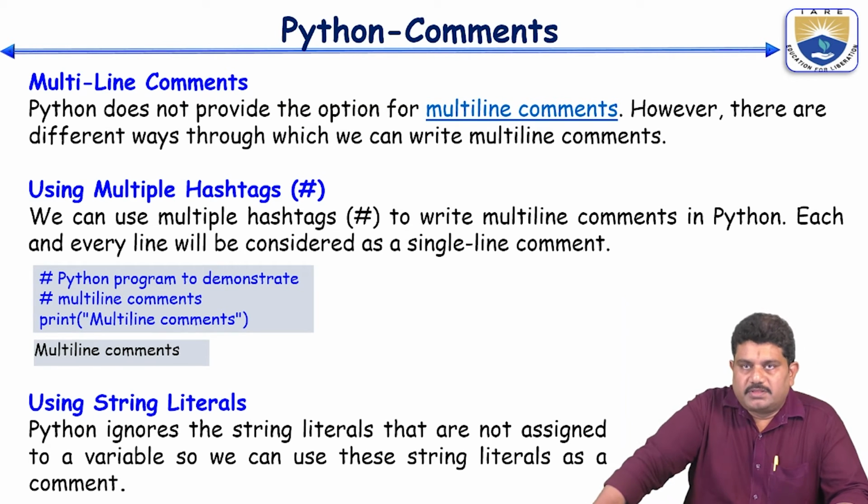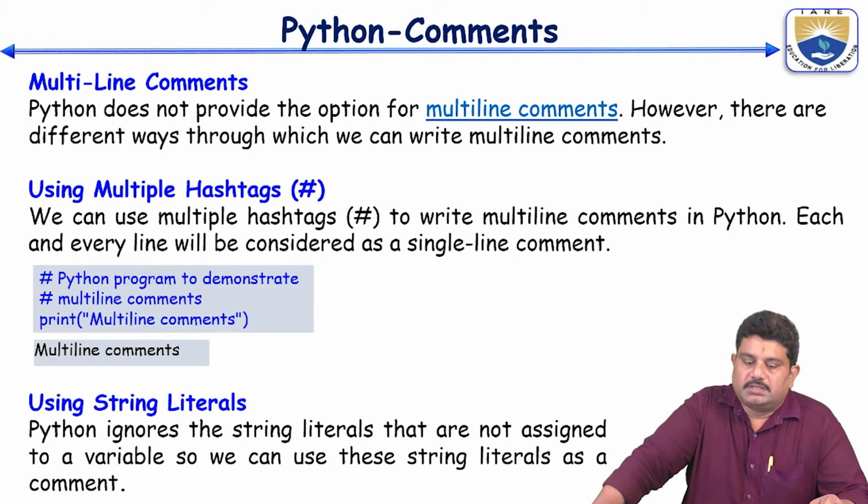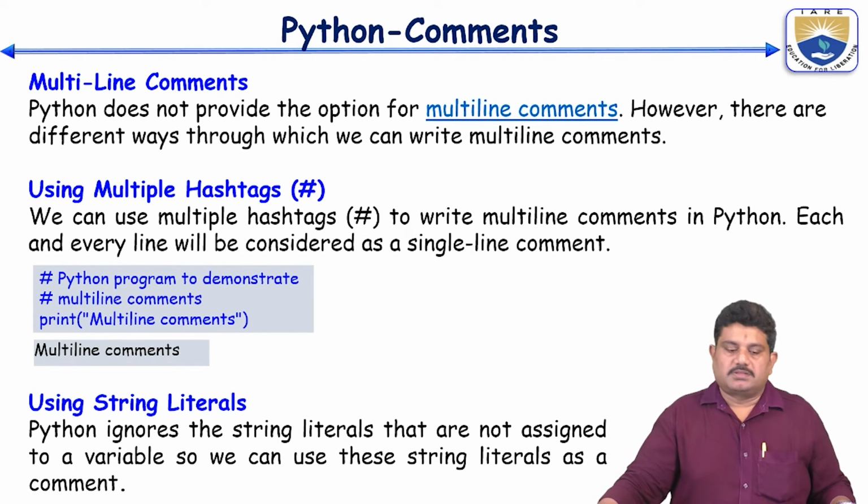In other languages like C and Java, we have a definition and a mechanism for declaring multi-line comments. But in Python, there is no direct mechanism for declaring multi-line comments, but we can achieve it by using some programming techniques. We can achieve multi-line comments in Python by using multiple hashtags. It means by giving multiple single line comments, we can make it a multi-line comment.